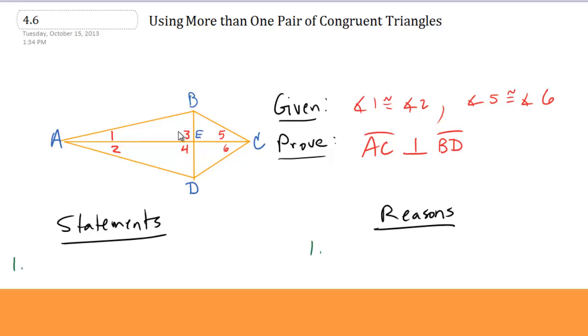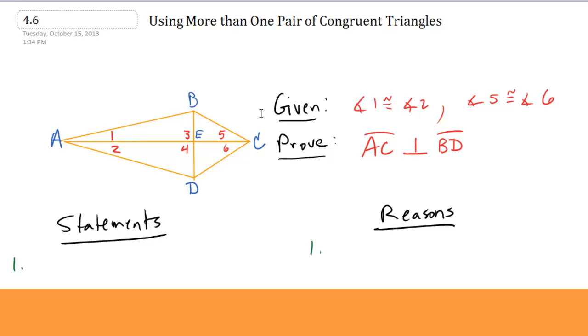This is section 4.6, using more than one pair of congruent triangles. If we look at this picture that I have drawn here, in orange on the left there are a lot of triangles pictured there. We have the four triangles individually that we see there. Plus we also have triangle ABD, or triangle BCD, or we can look at the top half, triangle ABC, or the bottom half, triangle ADC.